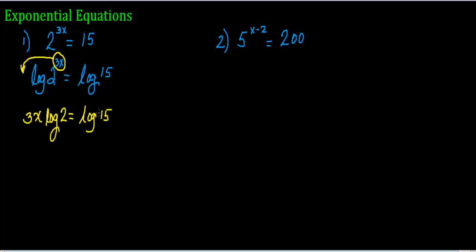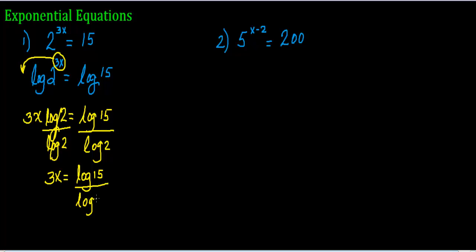Okay, log of 2 and log of 15 are numbers. Since I want to isolate 3x, that means I want to leave 3x alone. I can divide both sides by log of 2, and you're left with 3x is equal to log of 15 over log of 2. Now with your calculator, you can find log of 15 and log of 2. Log 15 is 1.1761, and log 2 is 0.3010. You divide these two numbers and you get 3.9073.